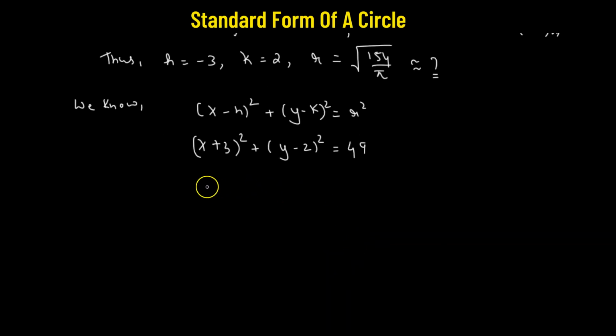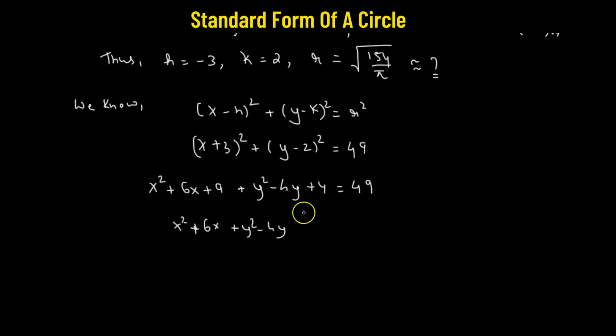If we want, we can also further reduce this. We can expand x plus 3 whole squared to get x squared plus 6x plus 9. Then we can expand y minus 2 whole squared to get y squared minus 4y plus 4. So that's equals to 49. That gives us x squared plus 6x plus y squared minus 4y. So we're going to transpose 49 to the left hand side. So we have 9 minus 49, so that becomes -40, and we have -40 plus 4, so that's going to be equals to -36. So this is going to be the equation of the circle, and if we want to keep in the standard form, then this will be the standard form of the circle.